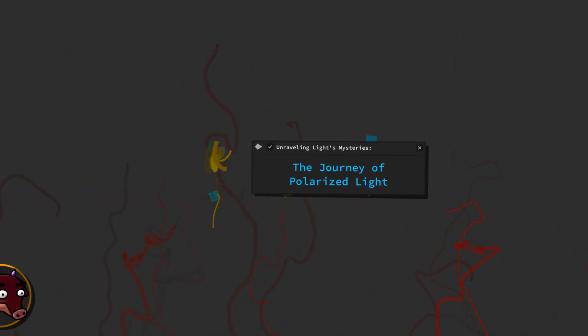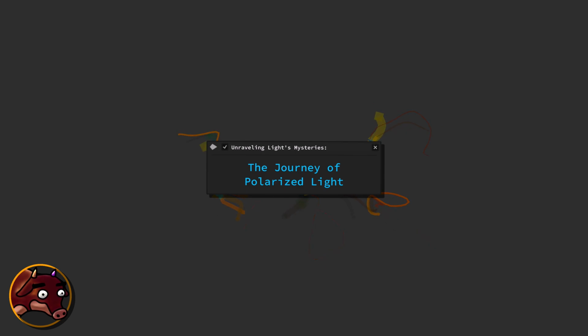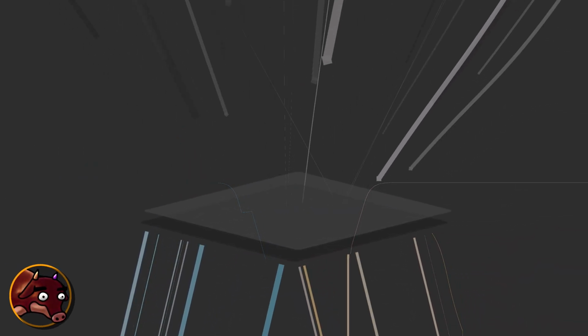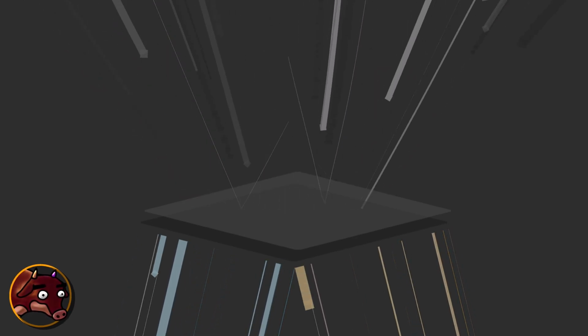Unraveling light's mysteries, the journey of polarized light. In 1669, our understanding of light took a revolutionary turn, all thanks to the Danish scientist Rasmus Bartholin. Studying a unique crystal called Iceland spar, Bartholin stumbled upon a captivating phenomenon. As light traversed through the crystal, it diverged into two separate rays. This moment was our first encounter with the concept known today as polarized light.